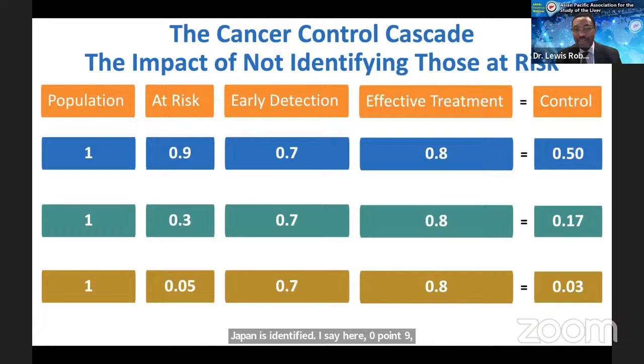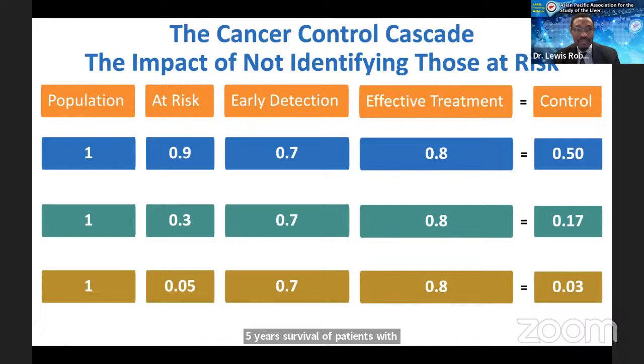So if early detection allows us to detect patients at early stages, about 70% of individuals at early or very early stages, and we have effective treatment that in this case we're estimating is 80% effective, then we achieve a measure of cancer control of about 50%. And actually that's about what we see in Japan for 5-year survival of patients with liver cancer.